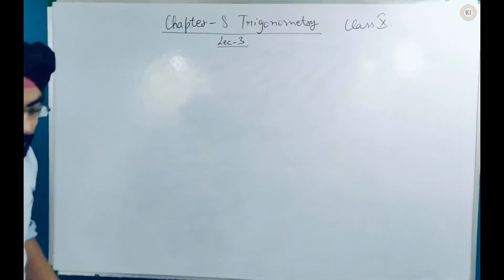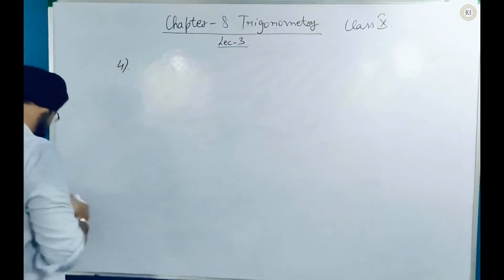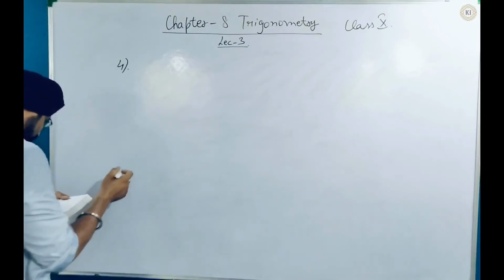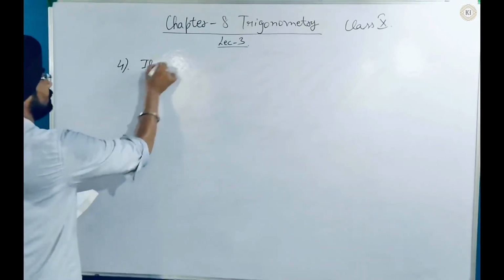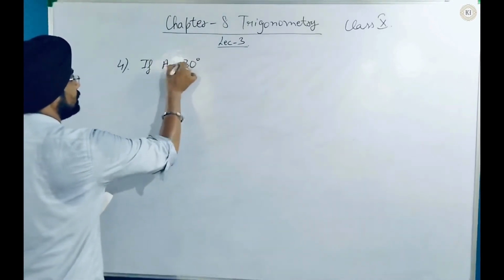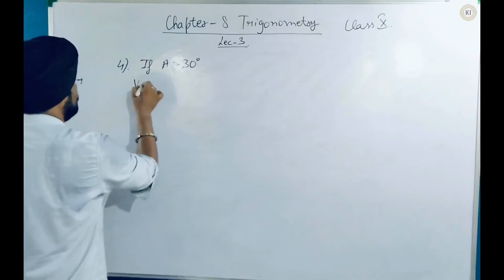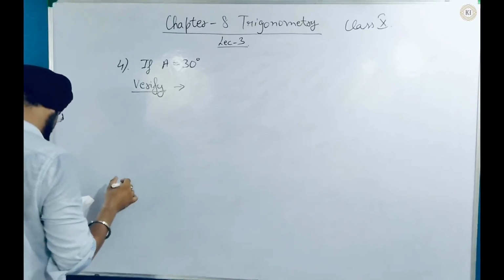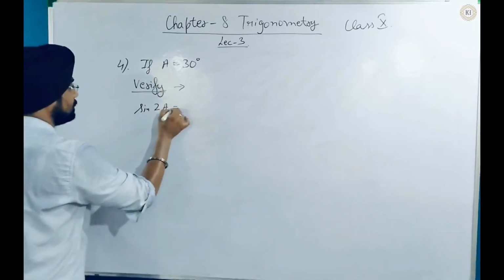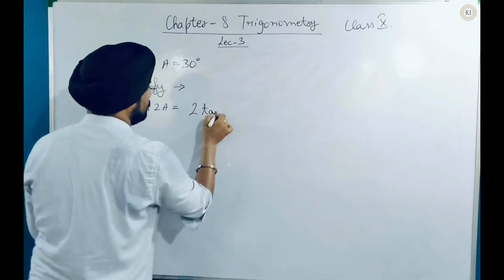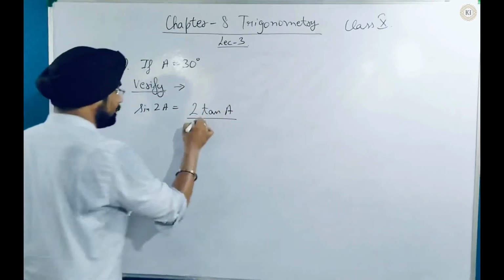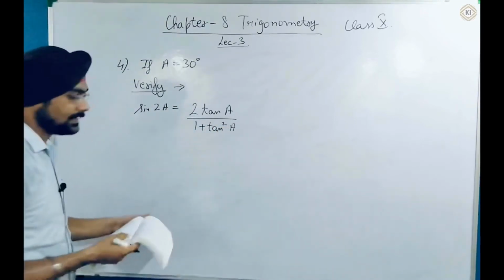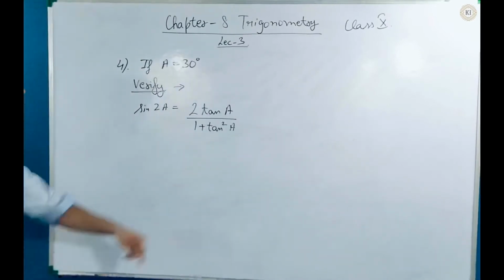Now question number 4. It has been given, if A is equal to 30 degrees, verify sin 2A is equal to 2 tan A upon 1 plus tan square A. So we have to verify this value. Sin 2A is equal to 2 tan A upon 1 plus tan square A.